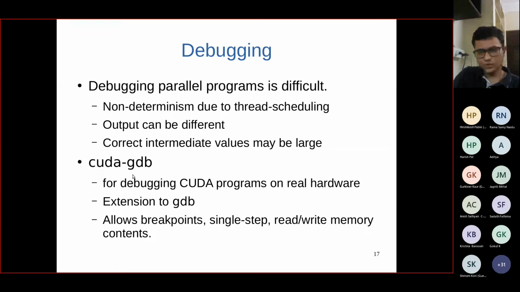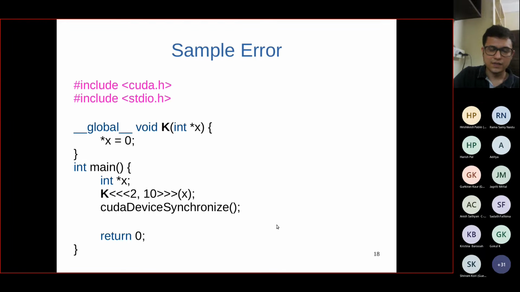It is used for debugging the CUDA programs which are running on real hardware, which is our GPU, and it is just an extension to GDB. GDB is used for debugging our C programs. cuda-gdb is just an extension to GDB, and it allows multiple things like breakpoints, single steps, and reading and writing memory contents. That is, what the values of the variables are and so on. And yeah, we'll see these things in the upcoming slides.